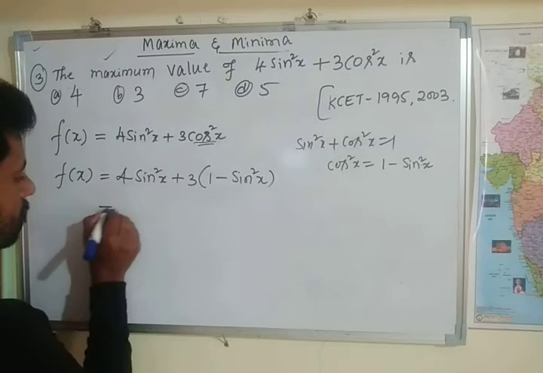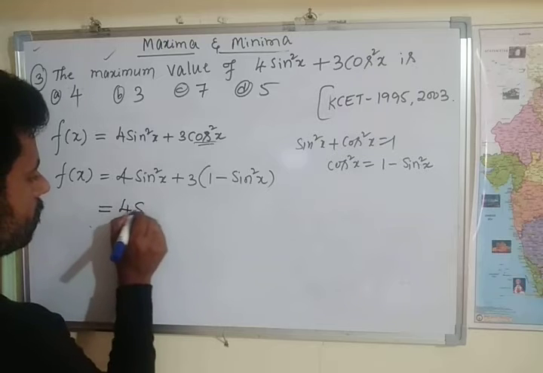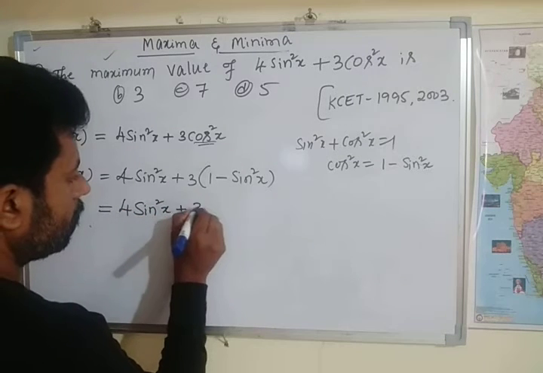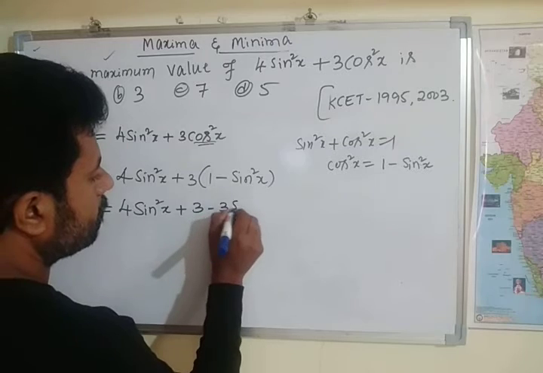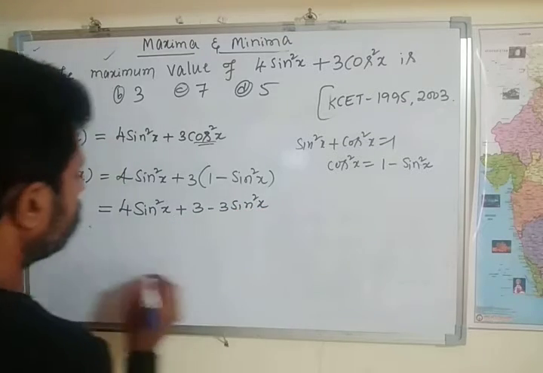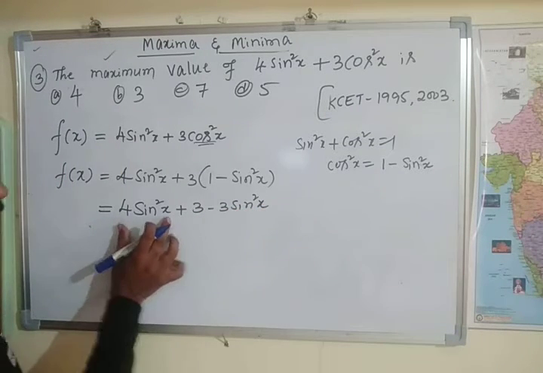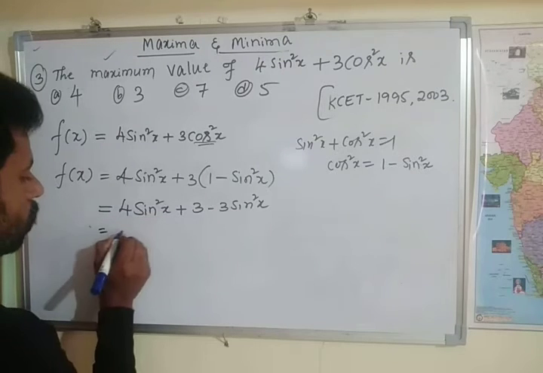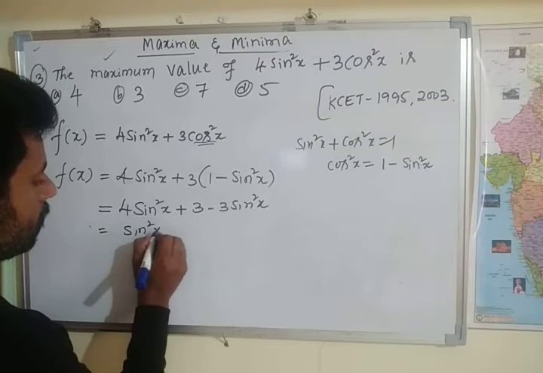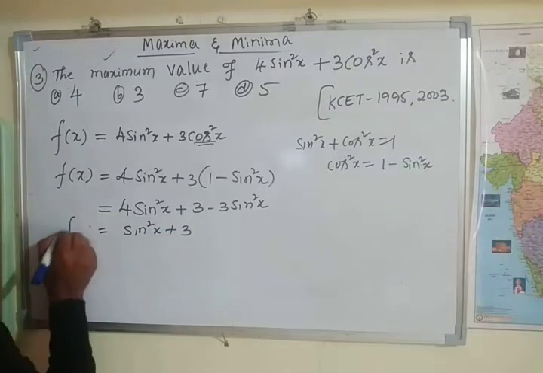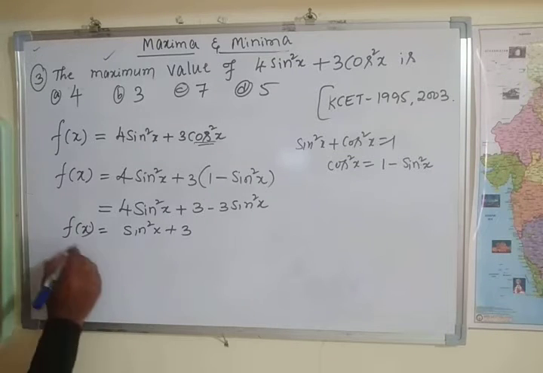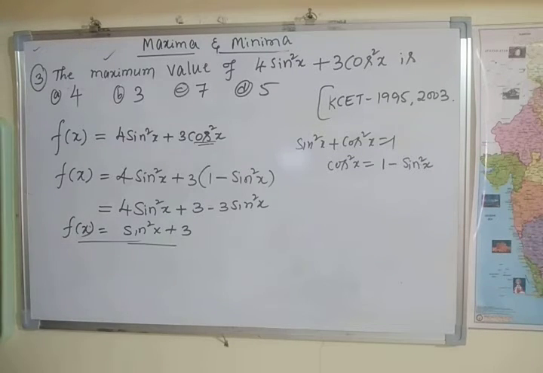Next step, this result is equal to 4 sin square x plus 3 minus 3 sin square x. So here we have 4 sin square x minus 3 sin square x. Here 4 minus 3 is 1, sin square x plus 3 is f of x. Now we have to find the maximum value of f of x. The maximum value of f of x means sin square x plus 3.